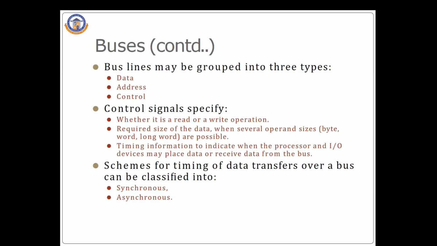There are two schemes for data transfers over the bus. One is called synchronous and another one is called asynchronous. As I said, synchronous will have a clock pulse. In both synchronous and asynchronous we have the clock pulses, but in synchronous we'll be knowing when a particular operation is to take place.